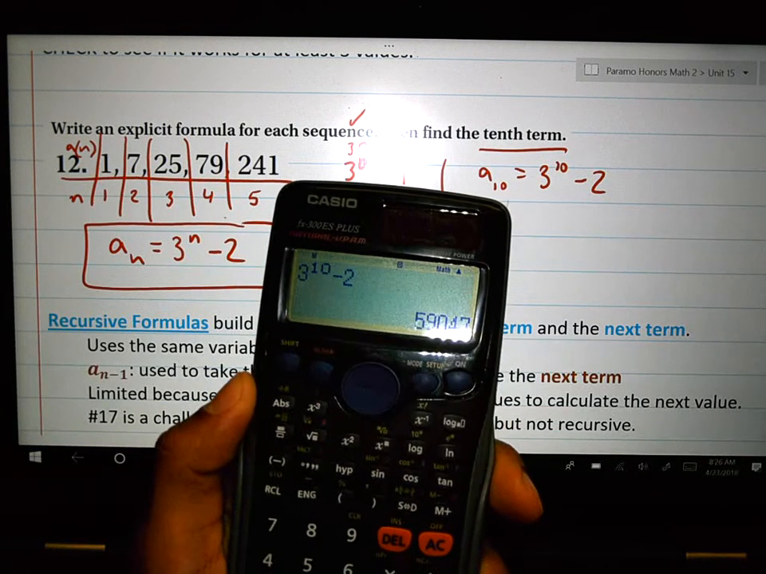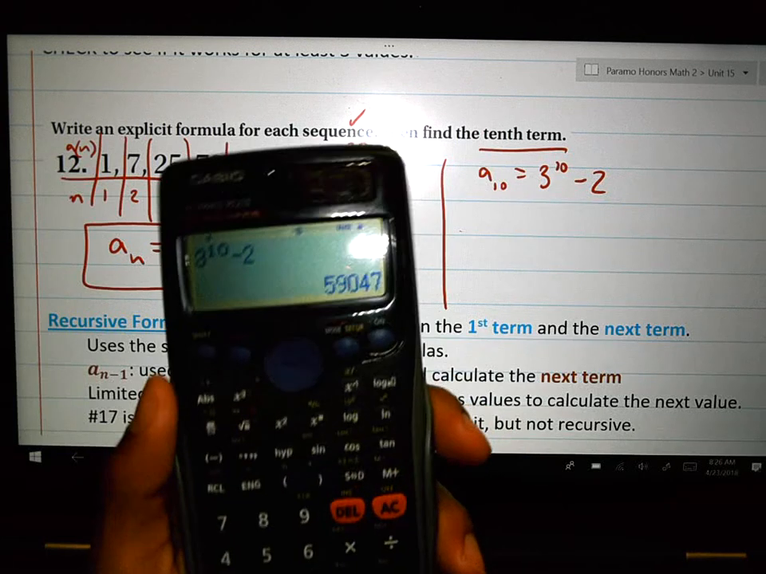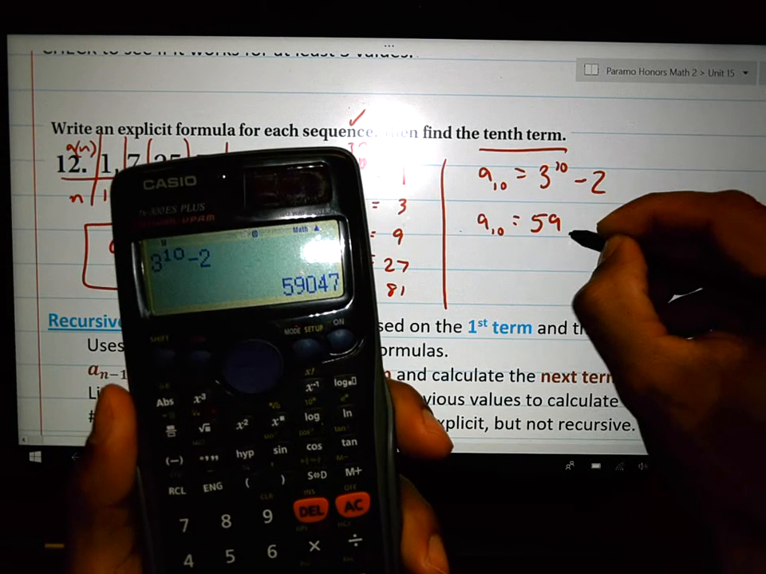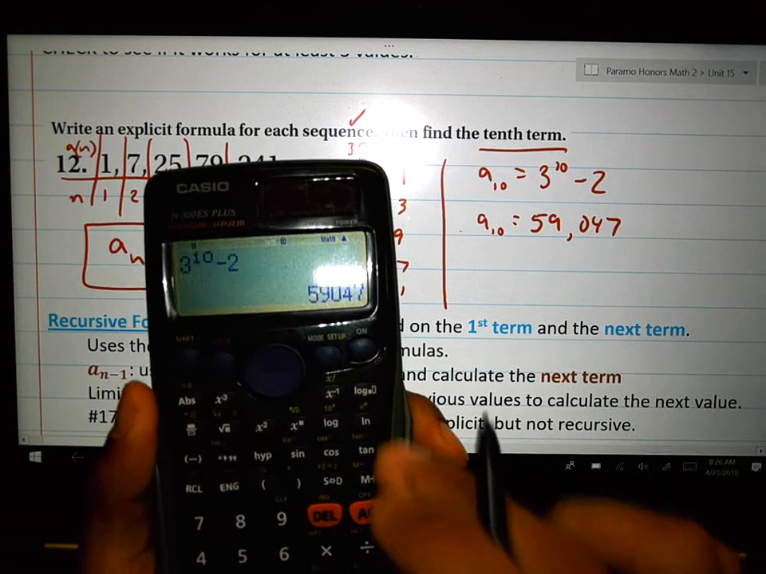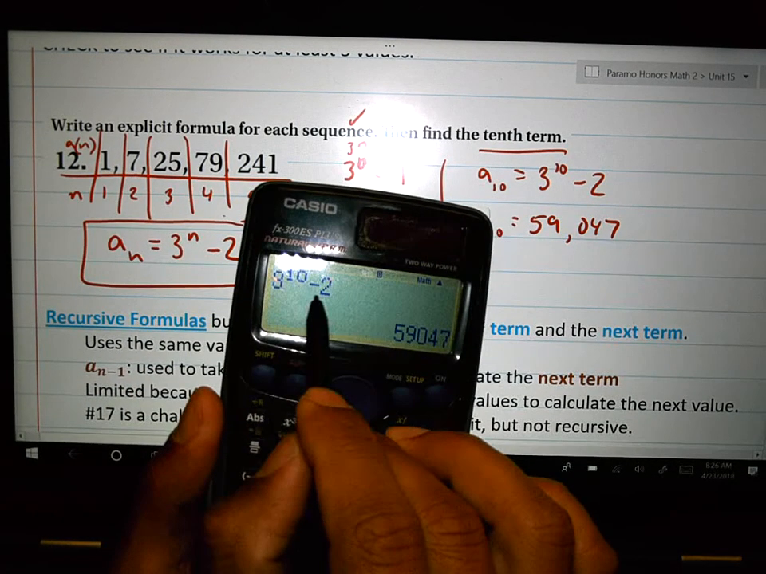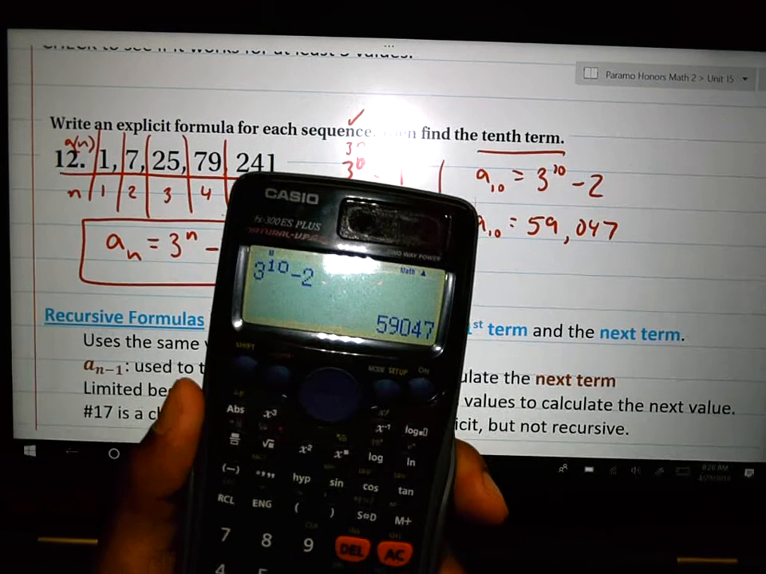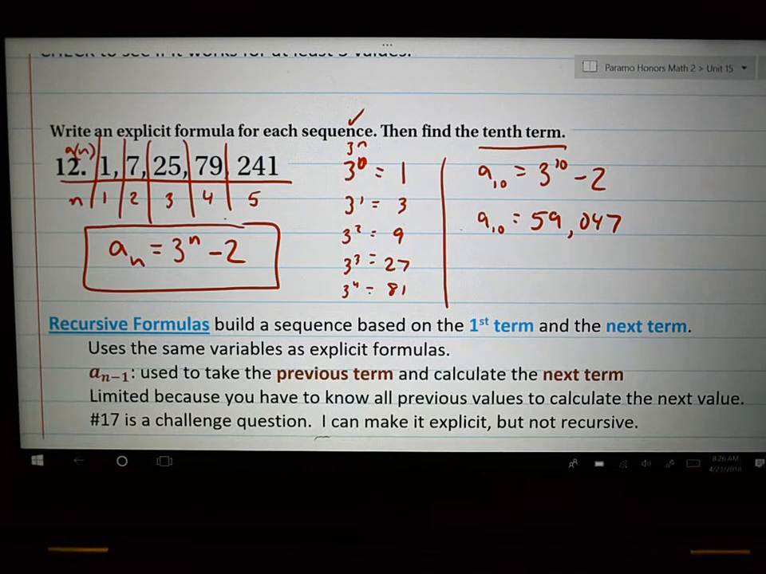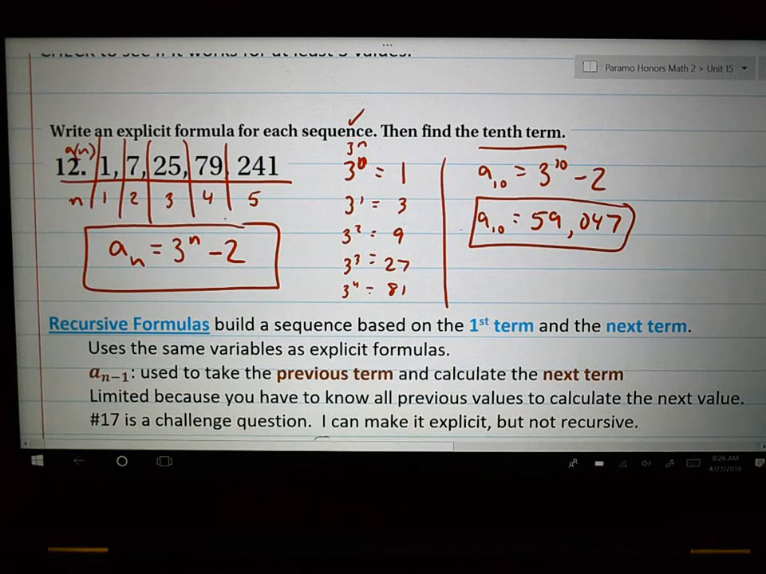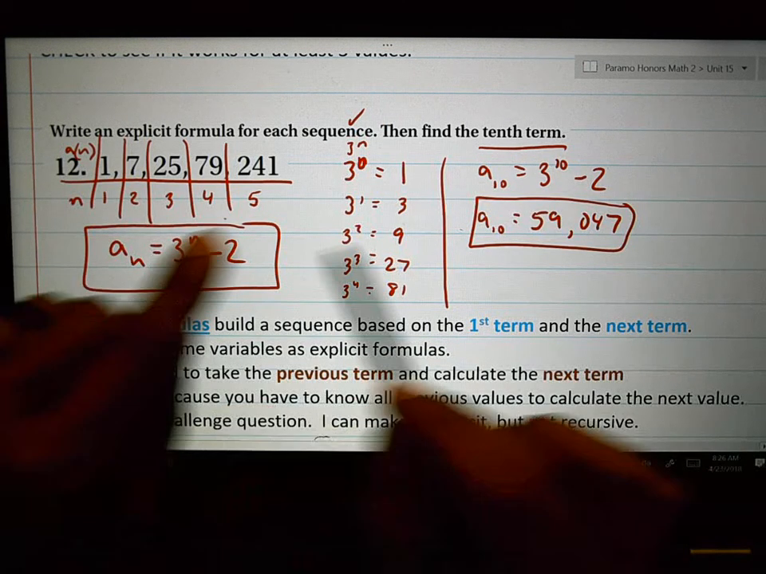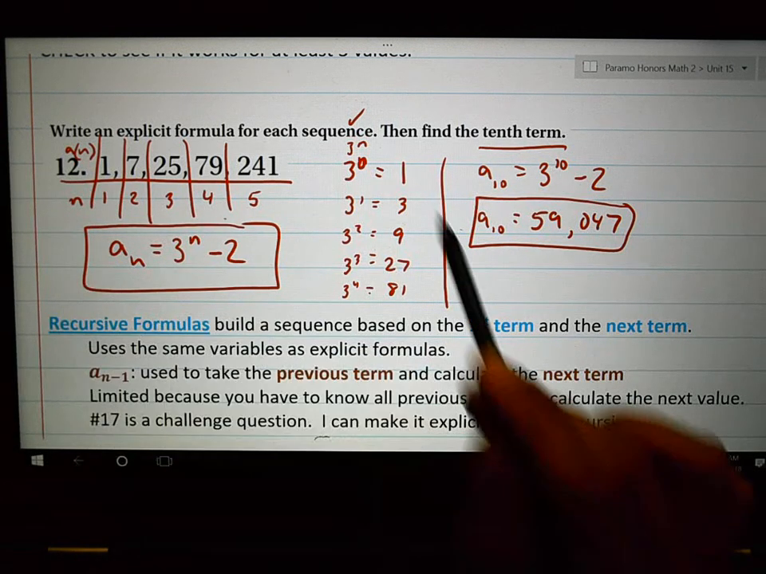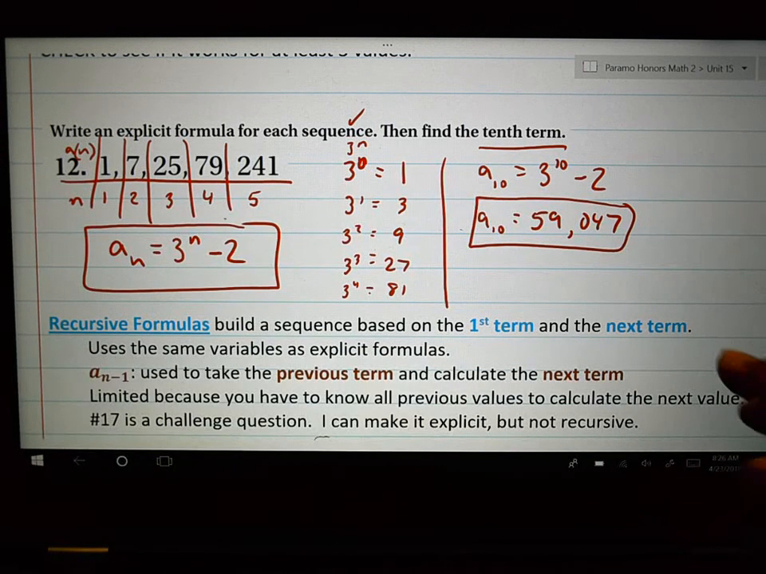3 to the 10th. I thought that was funny. I'm just tired. 59,047 is what I'm getting on the calculator. And I let the calculator even do the 3 to the 10th minus the 2 outside. Make sure that the minus 2 is not in the exponent. What I like about explicit formulas is I could use it to find the 10th term, the 100th term, and I don't have to just keep going and calculating things like that.